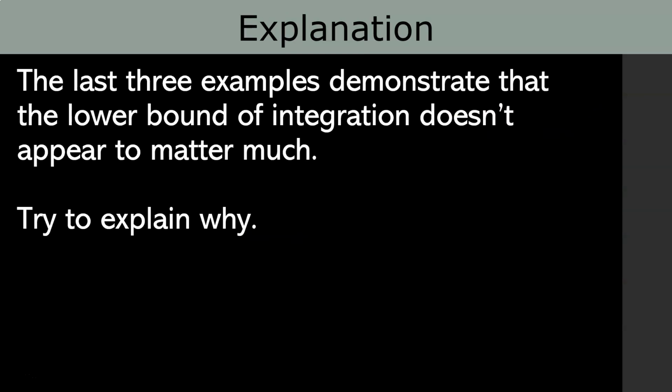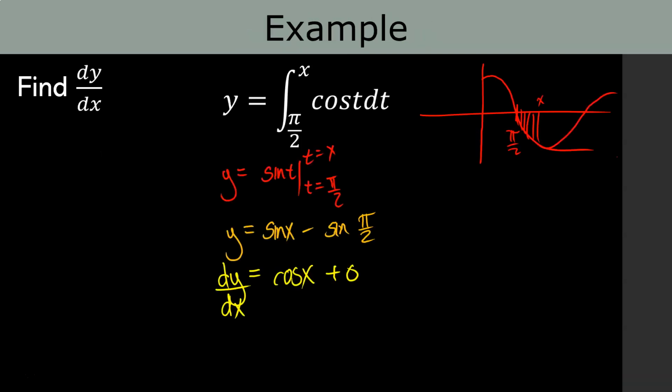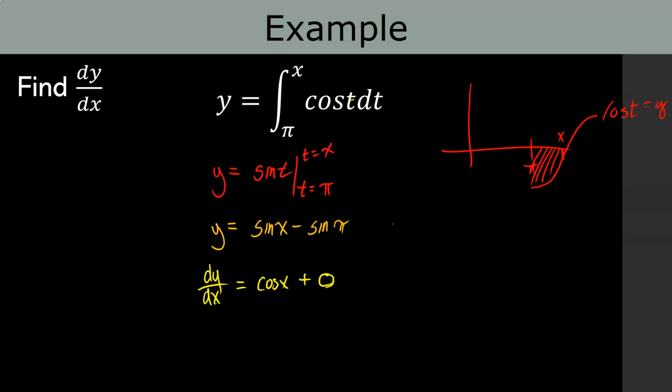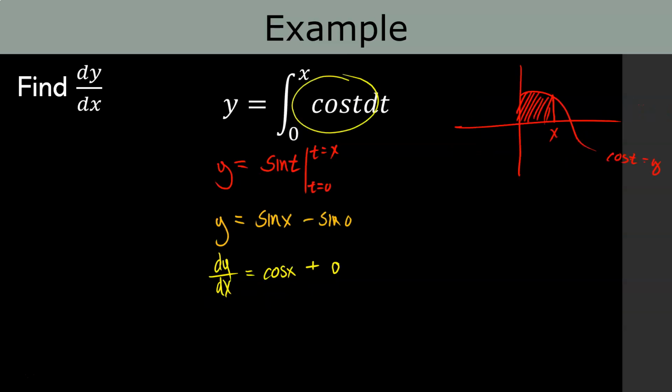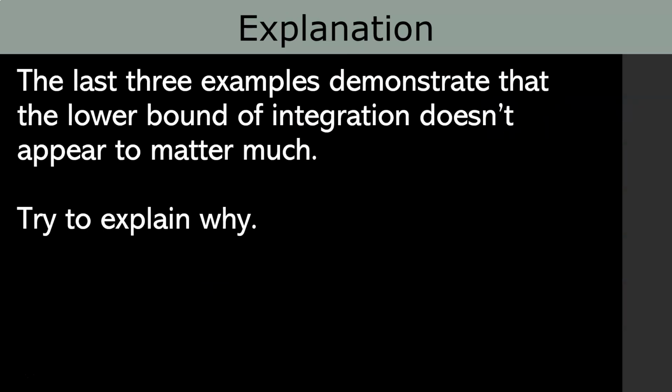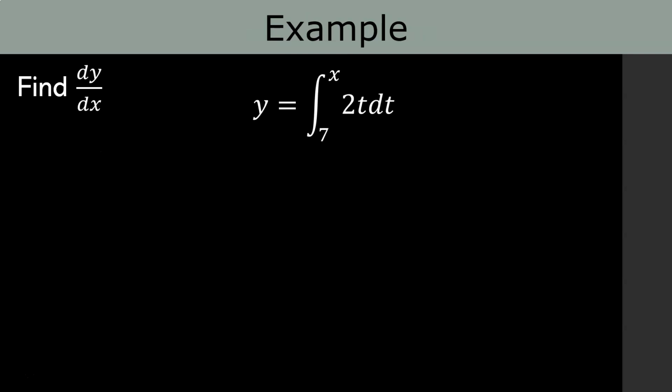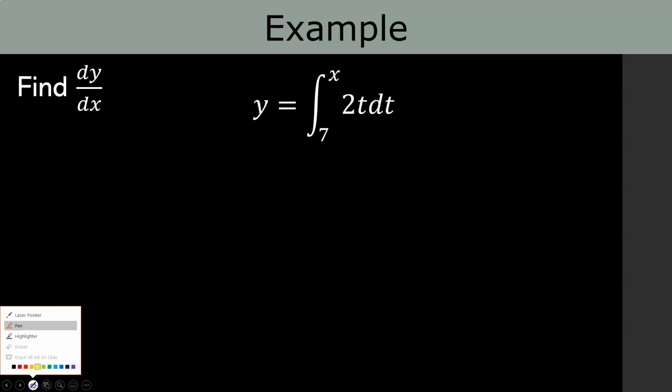So can you explain what's going on here? I showed you pretty specifically, hey, those last 3 examples, the lower bound of integration didn't matter much. Pi halves, 0, or pi, as long as the upper bound is x and the integrand is the same, cosine of t dt, we got the same derivative. You'll have to answer that on your problem set. Let's do a couple more examples with different functions. For now, we're going to evaluate these definite integrals and then take the derivative. In the future, we'll skip over part of that.